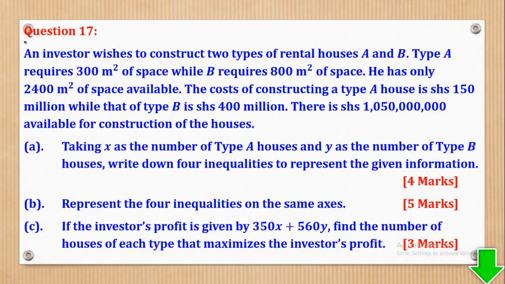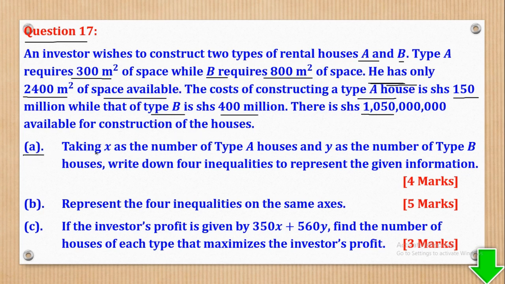So now we shall go to question 17. Question 17 says, an investor wishes to construct two types of rental houses A and B. Type A requires 300 square meters of space, while type B requires 800 square meters of space. He has only 2,400 square meters of space available. Note that word only. The cost of constructing a type A house is shillings 150 million, while that of type B is shillings 400 million. There is only shillings 1.05 million available for construction of the houses.